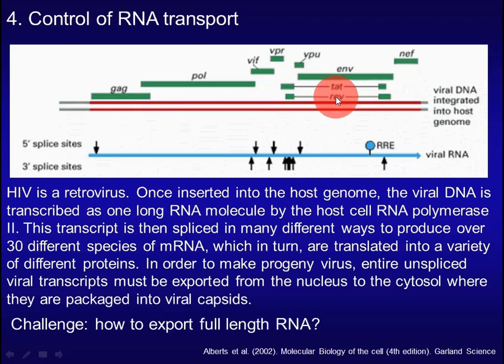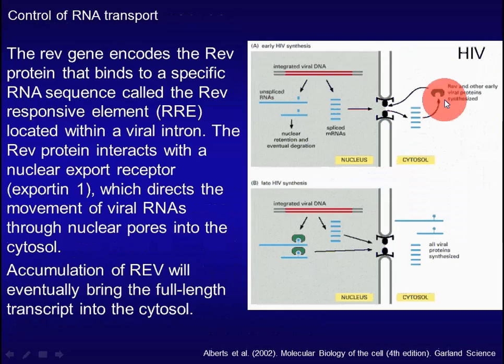The REV gene encodes a Rev protein. This protein binds a specific sequence called the Rev responsive element, RRE, located within a viral intron. The Rev protein interacts with a nuclear export receptor, which directs the movement of viral RNA through the nuclear pore into the cytoplasm. This is the Rev protein. It comes into the nucleus, binds the RRE, and brings the full-length viral transcript into the cytoplasm.